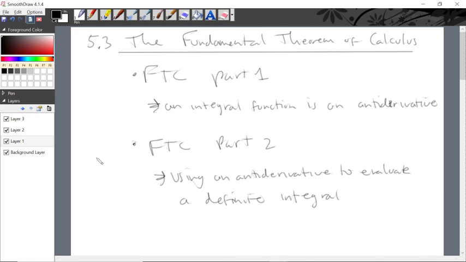The first part of the fundamental theorem states that an integral function, that is, if we were to define an integral as a function, for instance, of the variable x, that function is an antiderivative of the function that is being integrated. We call the function that is being integrated the integrand. And the result of an integral function is going to be an antiderivative of that integrand.